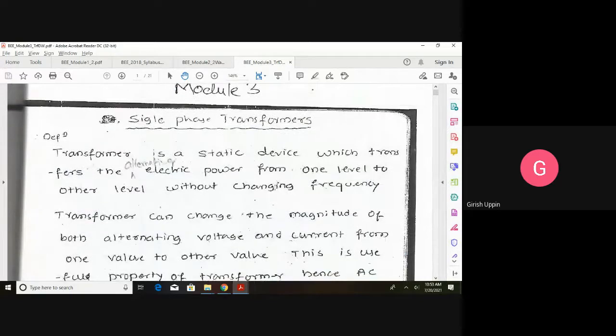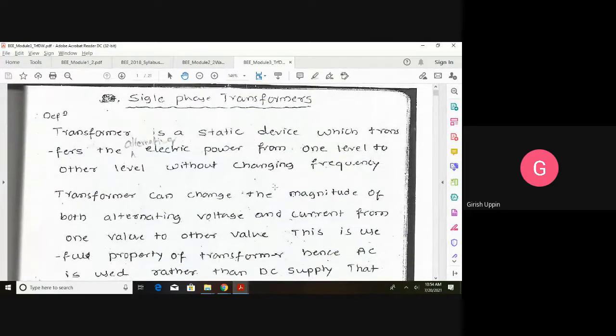What is a transformer? A transformer is a static device which transforms the alternating electric power from one level to another level without changing the frequency. Important thing is the frequency will remain the same. Frequency will never get changed. The level of the power will get changed from one level to another level. Suppose you have a step up transformer, the voltage on the primary side will be stepped up, meaning on the secondary we will get a higher voltage. In case of a step down transformer, compared to the primary voltage, the secondary voltage will be less.